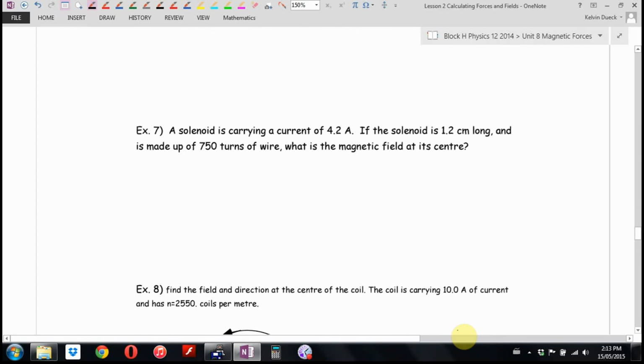Example 7, a solenoid is carrying a current of 4.2 amps. The solenoid is 1.2 centimeters long. It's made up of 750 turns of wire. How strong a magnetic field will it create at its center? There's a solenoid. What's it asking me to find? B. It's asking me to find B.